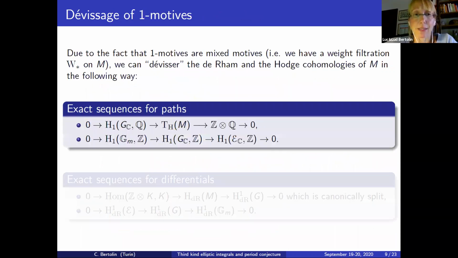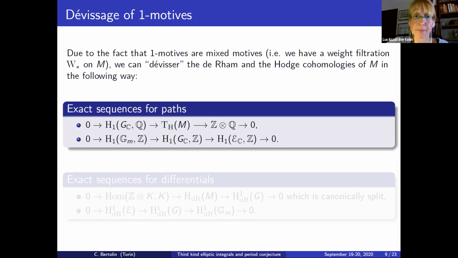So for the construction of a 1-motif, it is a mixed motif. That means that it has a weight filtration, which is not trivial. As you can observe, a 1-motif is constructed starting from an elliptic curve, a torus, and Z. So in the cohomology of a 1-motif, you should recognize also the cohomology of the elliptic curve, the cohomology of the torus, and the cohomology of Z.